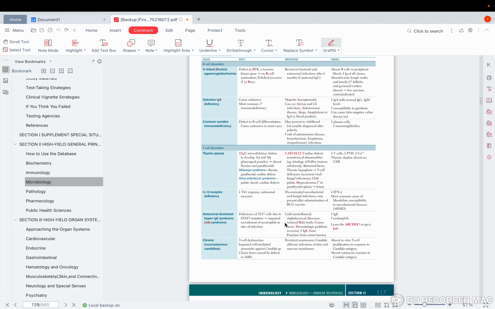Can you tell me please, how can you differentiate between Bruton's agammaglobulinemia and common variable immunodeficiency? The age. So mostly, which one? Yes, more than 2 years will be common variable. More than 6 months will be agammaglobulinemia. Excellent.